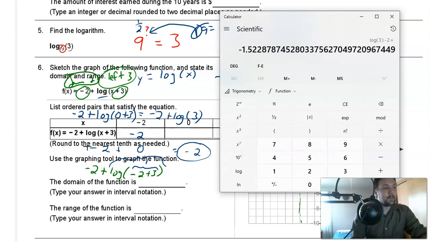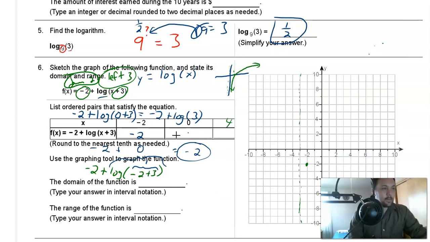And for this table, for this chart, they only want you to round to the nearest tenth. That's the first decimal place. Because this is a 2, we will round this down to -1.5. All right. So -1.5. All right. So I have 0, comma -1.5.